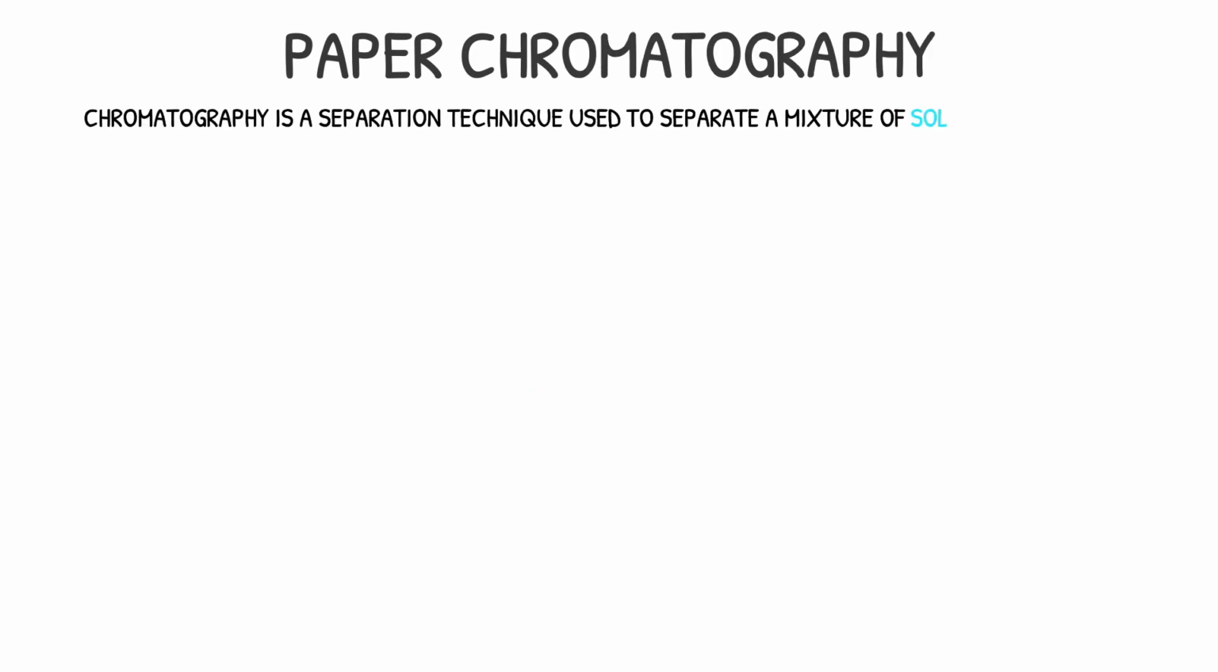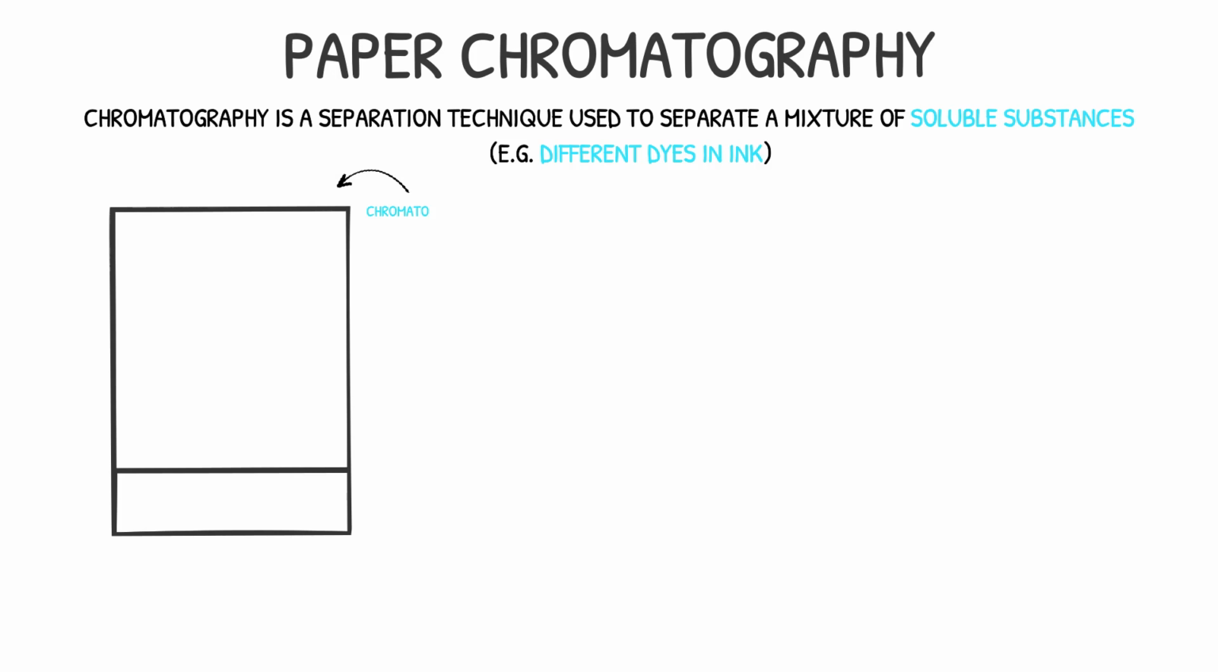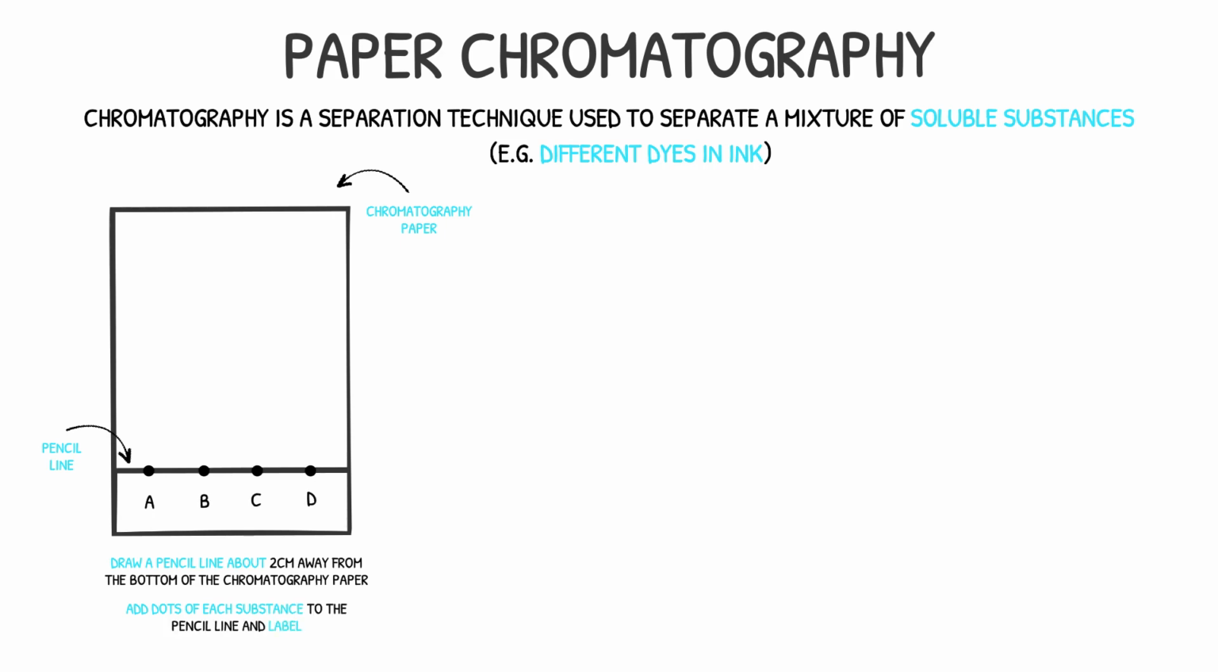Chromatography is a separation technique used to separate a mixture of soluble substances. That is, a mixture of dissolved substances. Take the different dyes in ink as an example. To carry out this technique, you'll need a special piece of paper called chromatography paper. A pencil line is drawn near the bottom of the paper, and dots of each substance you wish to separate are added to the line and labelled.